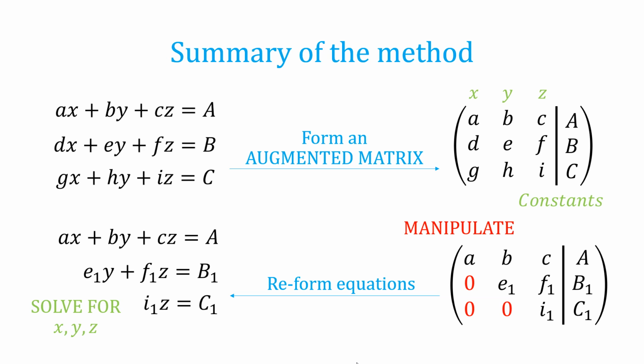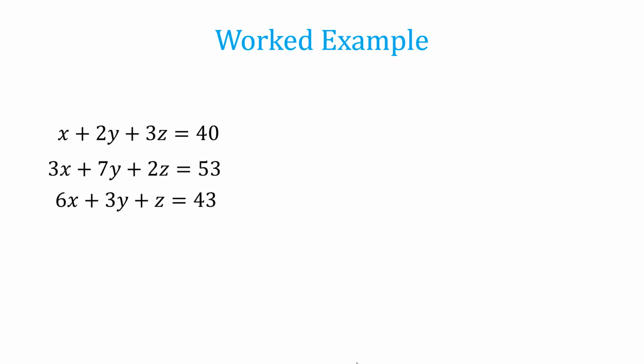We're going to work through how to form the augmented matrix, how to manipulate the matrix by adding and subtracting the rows to get the three zeros in the bottom left position in that triangle, and then we're going to reform the equations and solve them. So let's have a look at the example that I showed you before. The equations we'll be working through are x plus 2y plus 3z equals 40, 3x plus 7y plus 2z equals 53, and 6x plus 3y plus z equals 43.